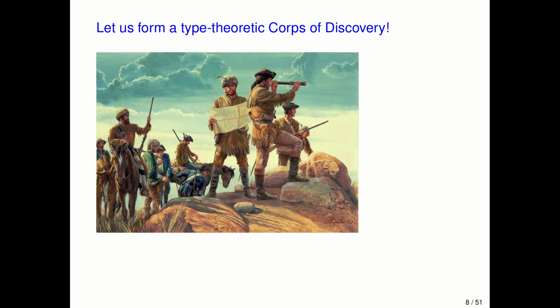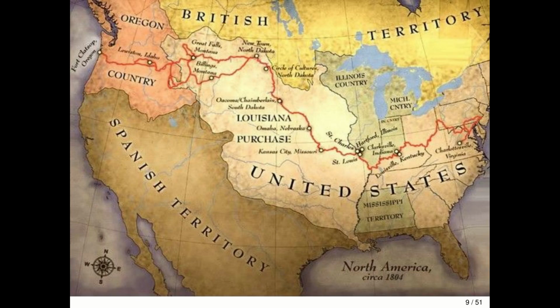This is a beautiful painting of the Lewis and Clark expedition. And we're going to do this for a tour of the recent history of type theory, okay? Relevant background for this. So here's the map about the time when we were traveling here several hundred years ago. And let's see some interesting points along the route. Okay, so look at this.